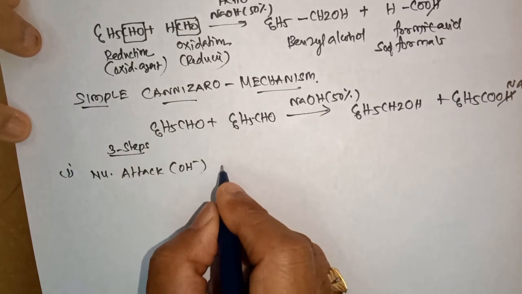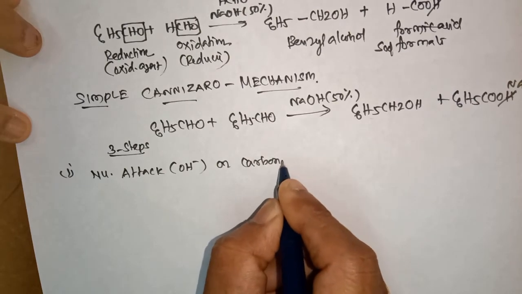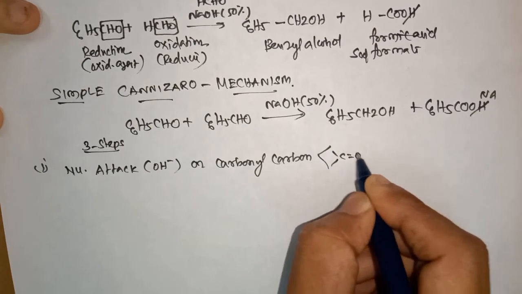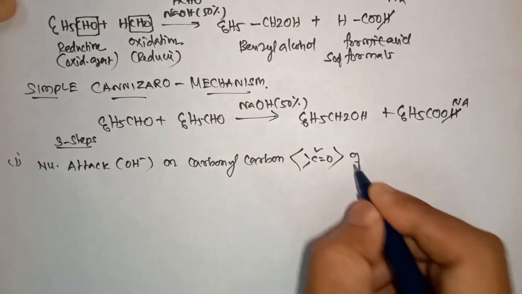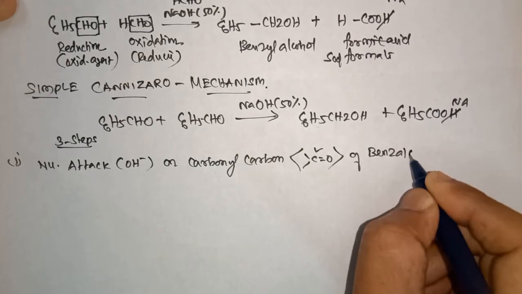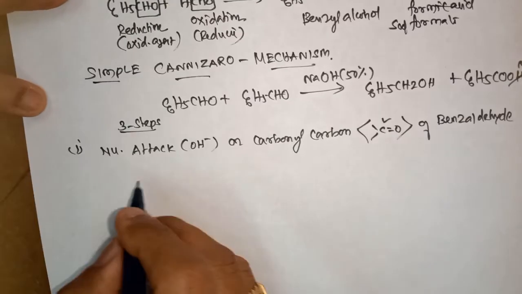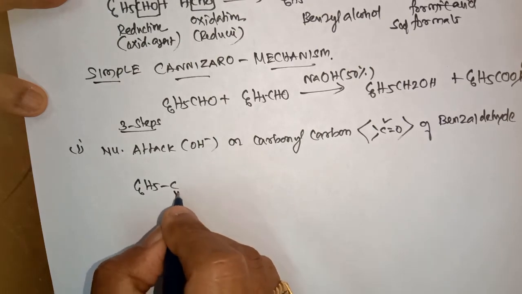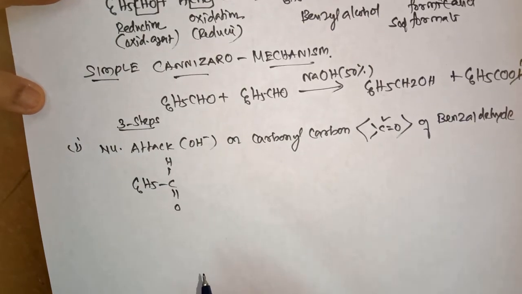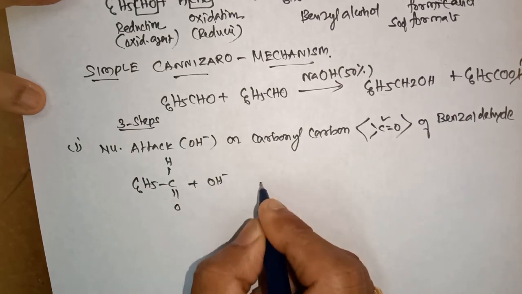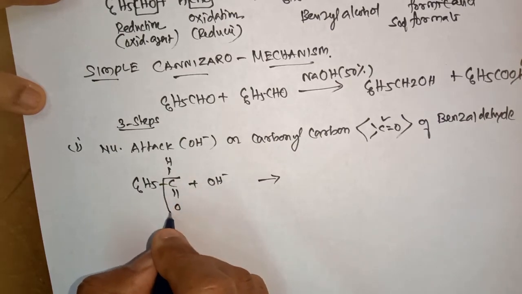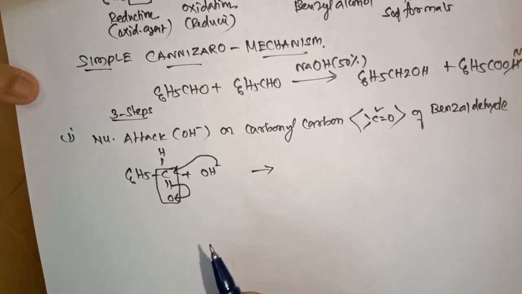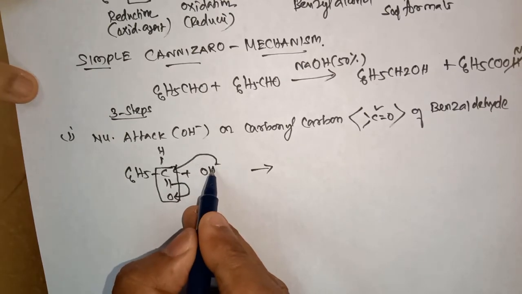Nucleophilic attack. This attack is happening on the carbonyl carbon of benzaldehyde. I write here benzaldehyde, C6H5C, double bond O, single bond H. What attacks? OH minus attacks. This carbon is electron deficient. When OH minus attacks here, this double bond breaks and the electrons come out on oxygen, because attacking means OH is making a bond with this carbon.